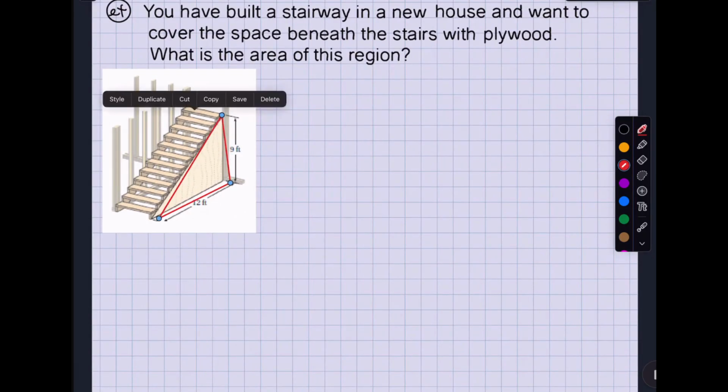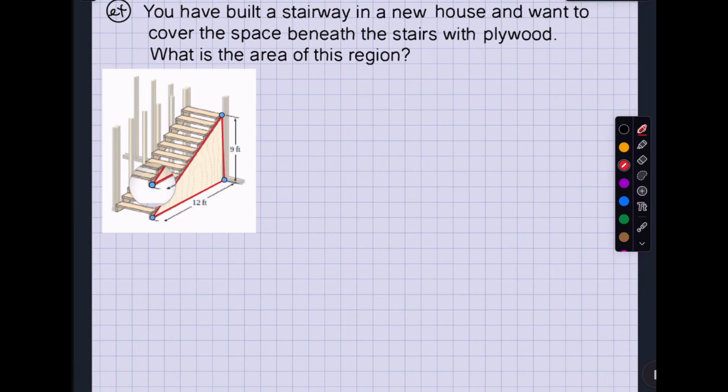Since this is a triangle, the area of a triangle is equal to 1/2 base times height. Is it 54? 54 what? Square feet.